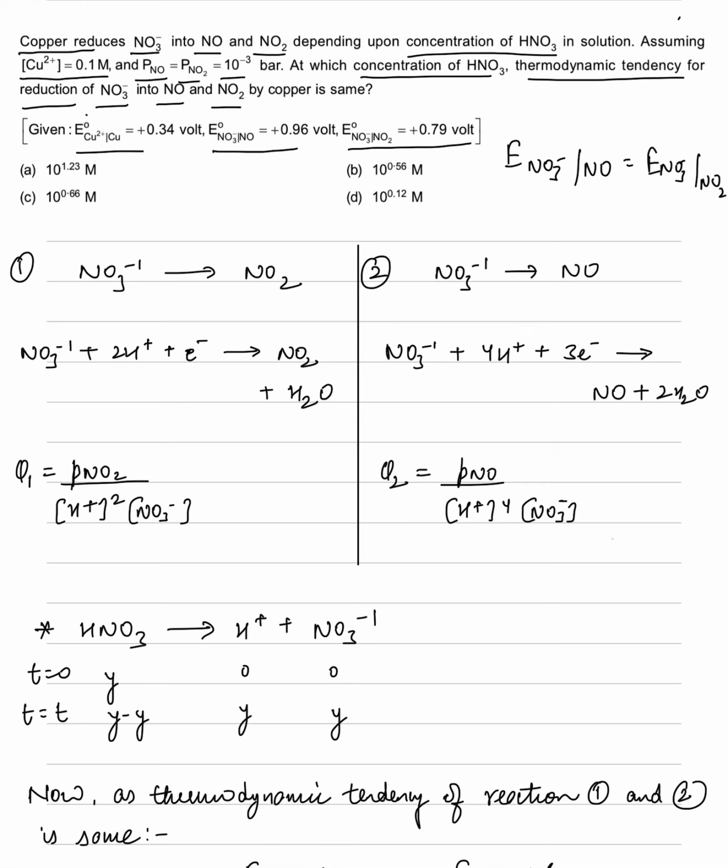So we'll do one thing. Since we have to apply the Nernst equation, and we know the Nernst equation is applied only when the reactions are properly balanced, we will try to balance the reactions. The first reaction is regarding the nitrate ion conversion into NO2, right?